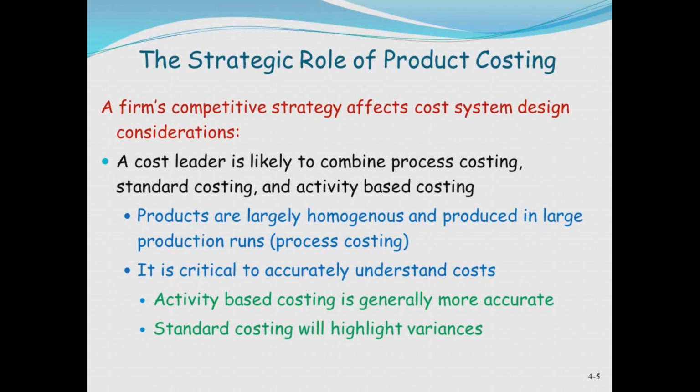So if you're a cost leader, what does that tell you about your products? They're going to be cheap, for sure. Are they going to be unique and different? They're not unique and different. So they're likely to be developed via a process of some kind. You'll probably use something like standard costing. You could use normal costing. And you would want to use activity-based costing. That's because products are homogeneous and produced in large production runs. That's why it's process costing.